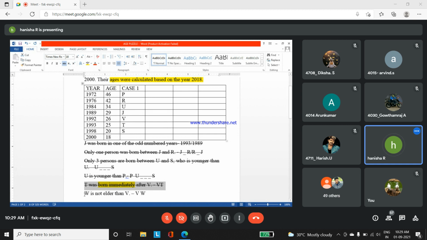And then the last point is W is not elder than V. You have only one space left where you can put W, and if you read the clue also, W is not elder than V, which means W is younger. As per the tabulation also, V is 26 in age and W is 18 in age, which is younger. So all the clues have been solved. The correct answer for this particular puzzle is given in the table.